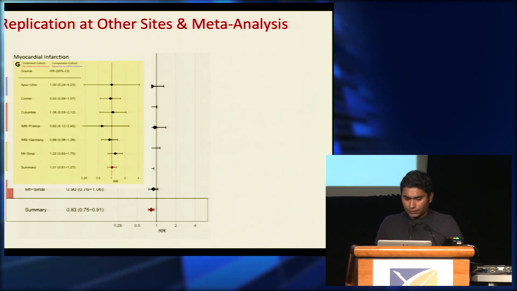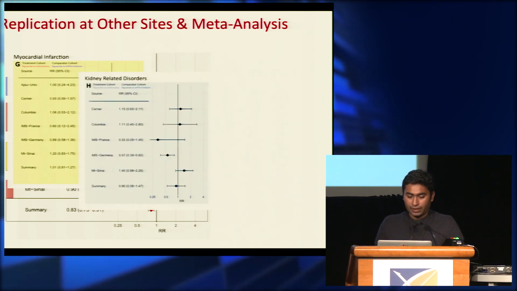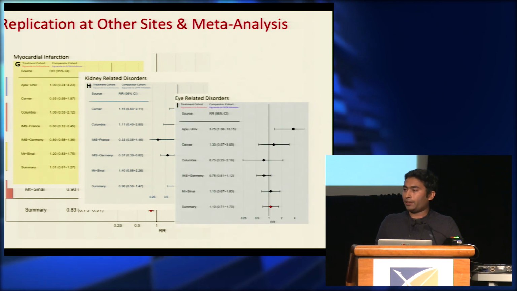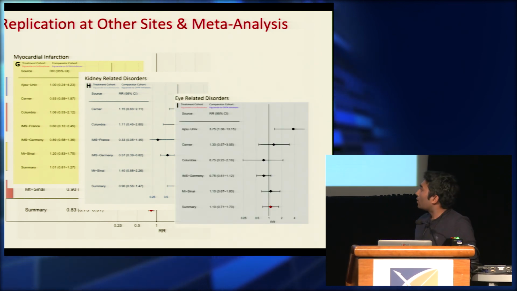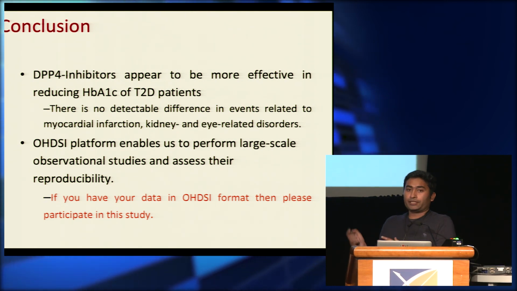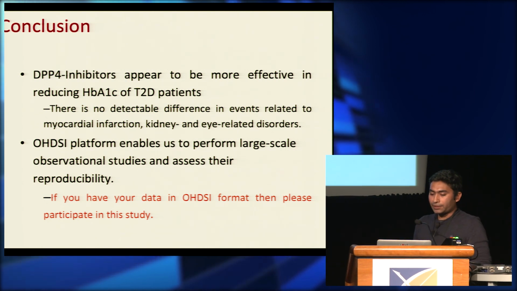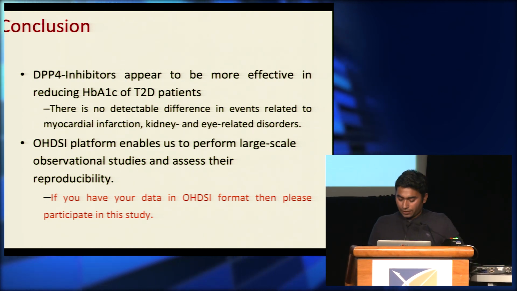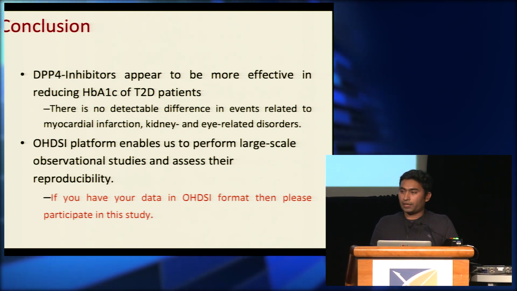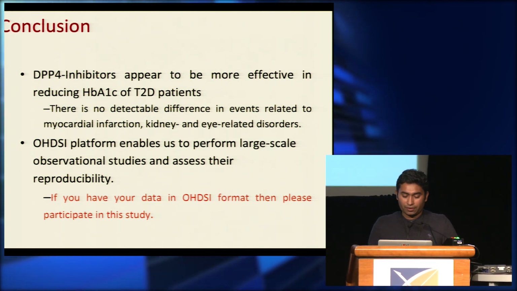We can't say which of these two drugs would work better in reducing the incidence related to myocardial infarction. Similarly, for kidney-related and eye-related disorders, there's not much going on. So in conclusion, because I just presented an analysis only for 2 drugs, what we find is that DPP-4 inhibitors are more effective in reducing HbA1c of patients, but there's hardly any effect of them on myocardial infarction or eye-related disorders.